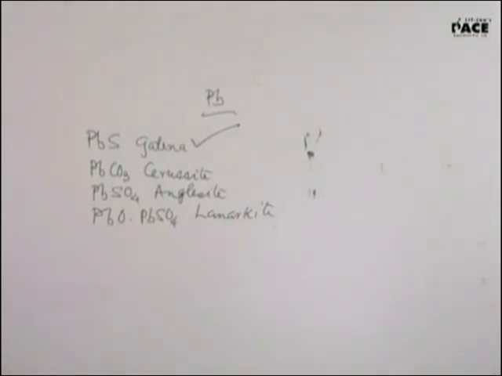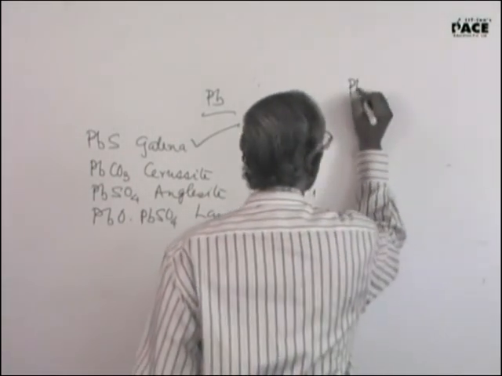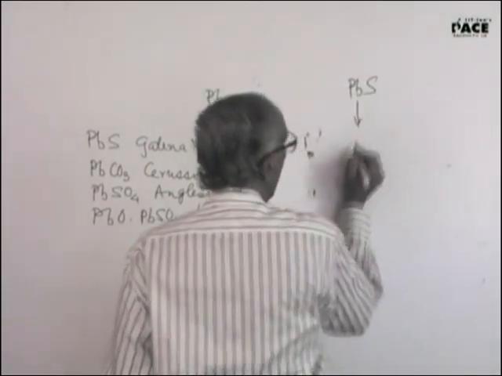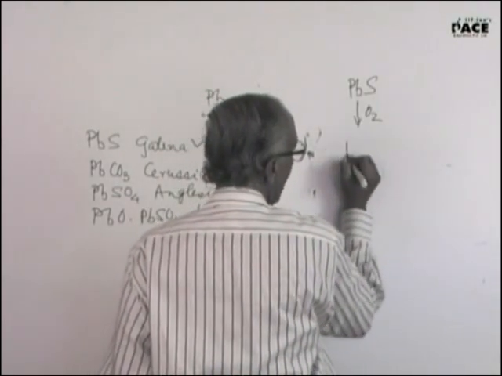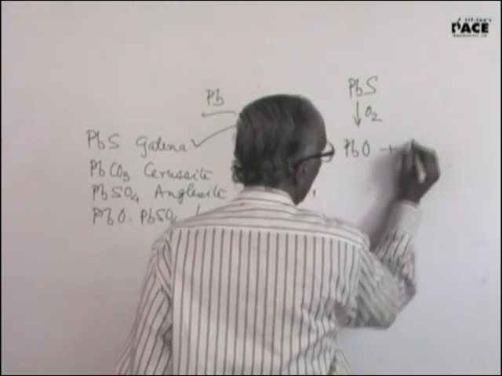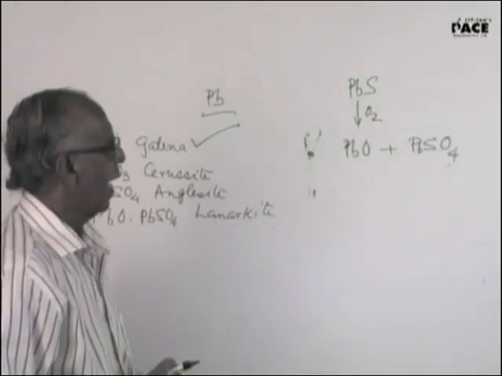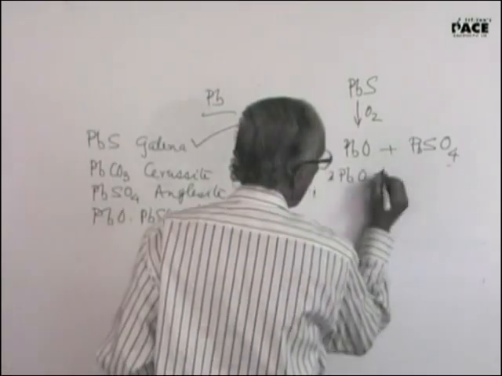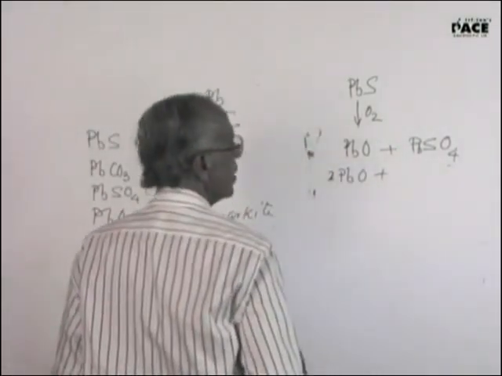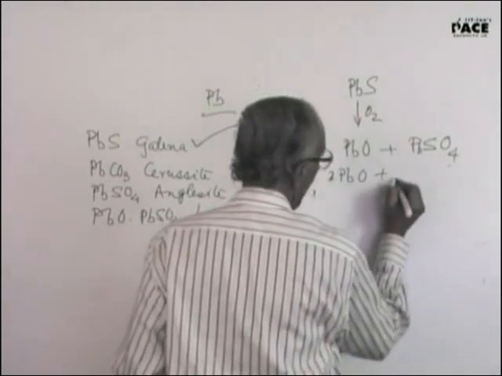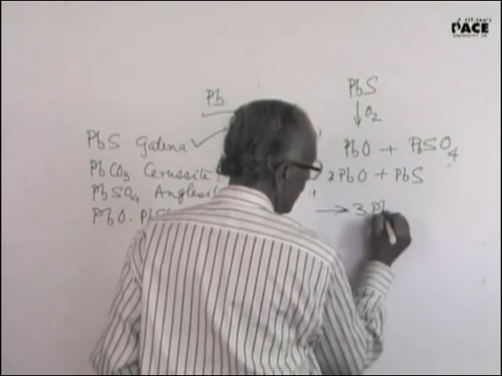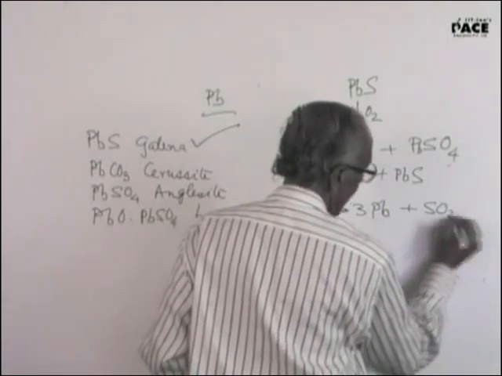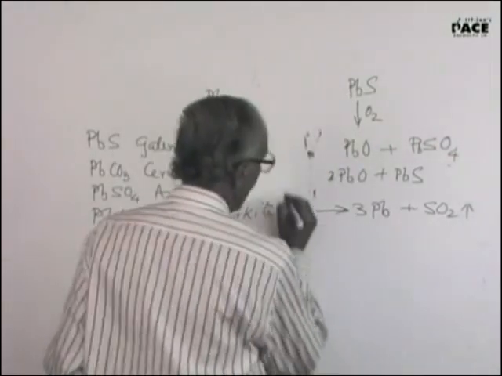The principal ore of lead is lead sulfide. Lead sulfide on heating gives you lead monoxide plus lead sulfate, and lead monoxide plus lead sulfide gives you lead plus sulfur dioxide. That is one reaction.